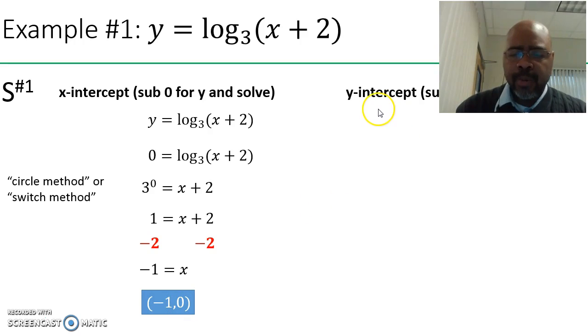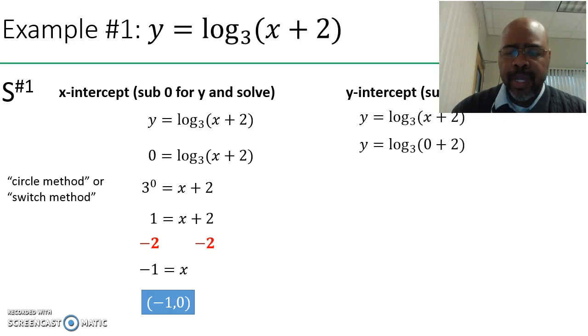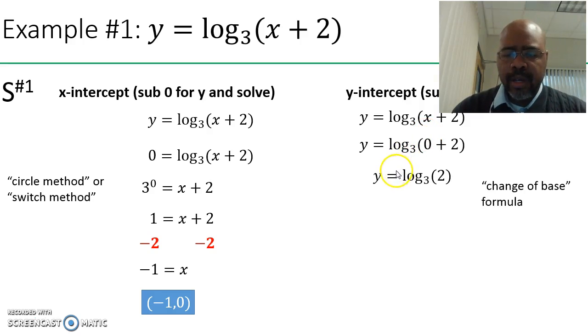Now we're going to look at our y-intercept. For the y-intercept, we substitute 0 for x, and then we solve it. We're back to our original problem, and we plugged in 0 for x. So now we have y equals log base 3 of 0 plus 2. When you add the 0 and the 2, you get 2. So now we have y equals log base 3 of 2.